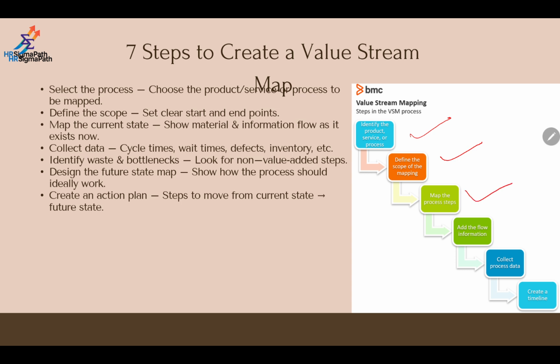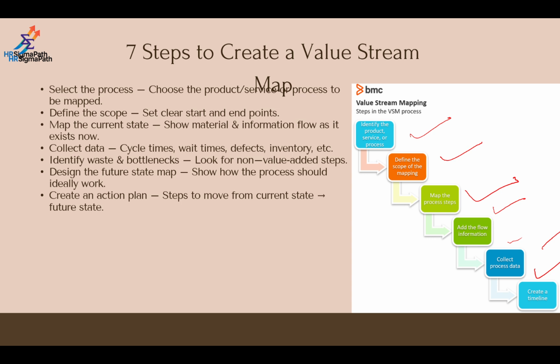Then we map the current state, which shows materials and information flow as it exists now. Then we collect the data, adding flow information like cycle time, wait time, defects, and inventory. Then we identify the waste and bottlenecks, design the future state, and create an action plan, the steps to move from current state to future state.